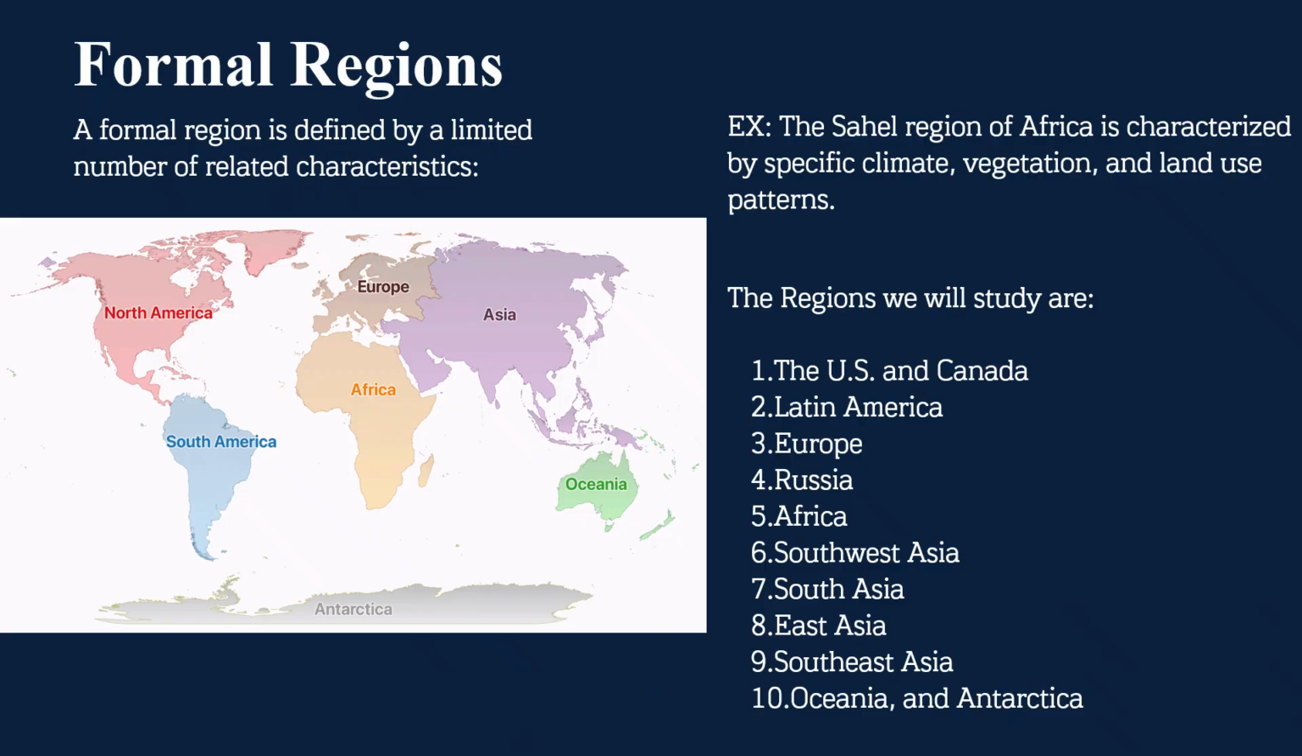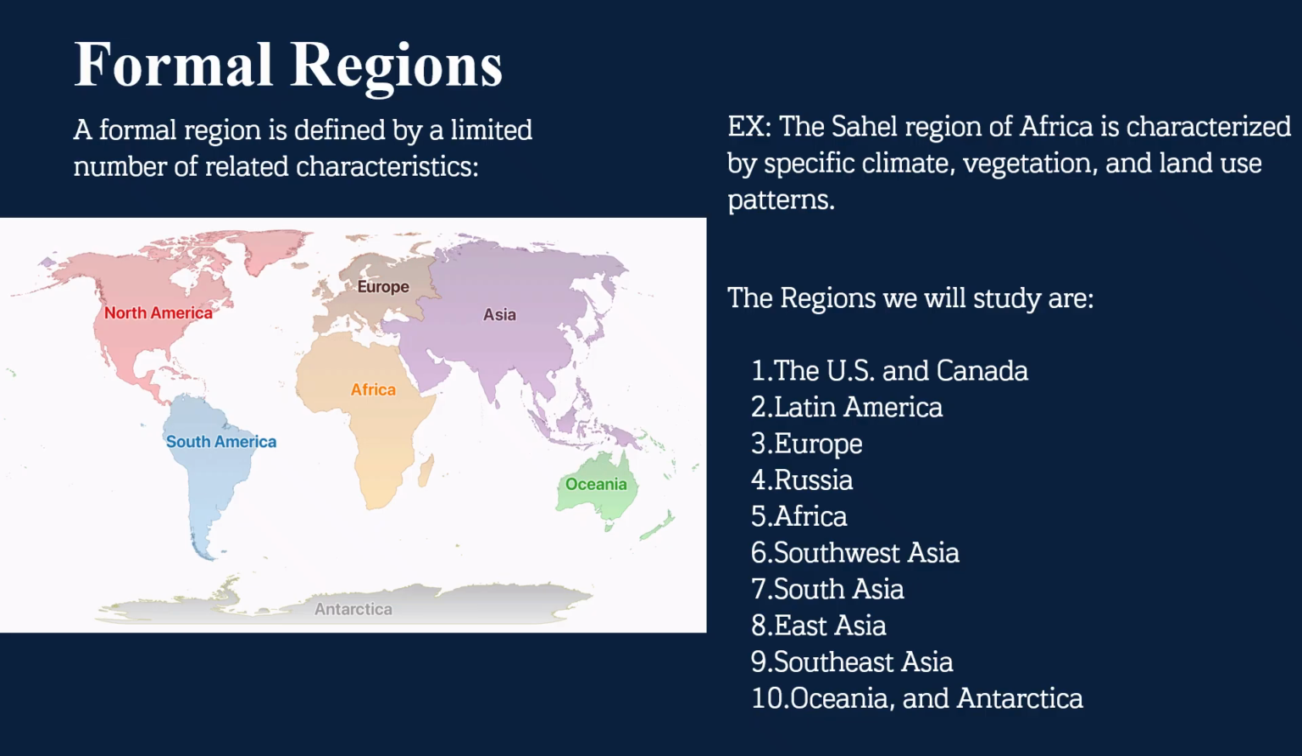The first is a formal region. Okay, formal regions have limited numbers of characteristics. Generally, we're going to classify them as a formal region. Continents are formal regions. They geographically share one feature, whether it's on the same tectonic plate or what have you.